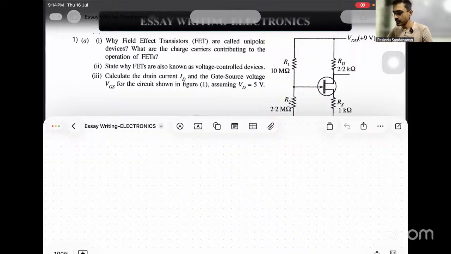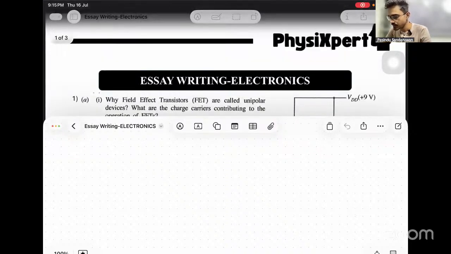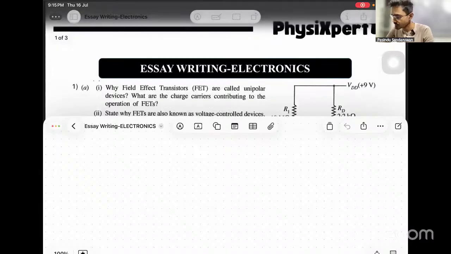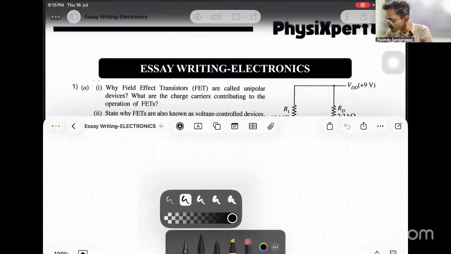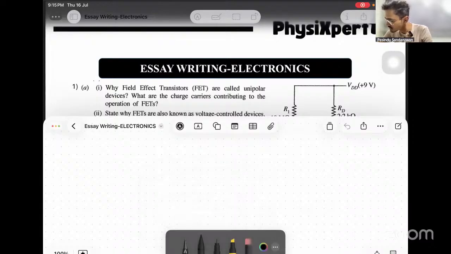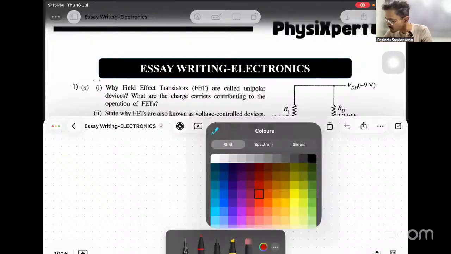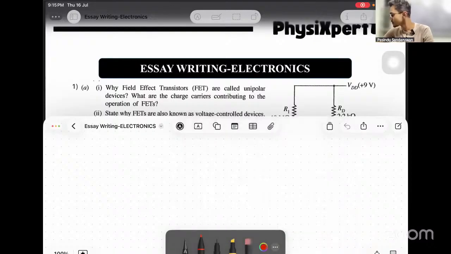Right. Is it visible now? Visible, right? Okay, screen is visible. Right.